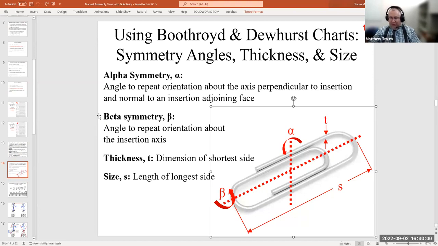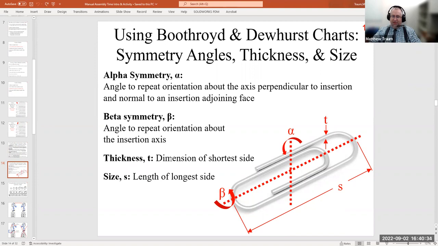Beta is much easier, I think, much more intuitive. Once you get the insertion direction figured out, beta is just a rotation around that axis. So it would be like if I were to just turn this paper clip over, if I were to flip it over, like flipping a pancake, right? That would be a rotation around the beta axis. So those two require a little bit of visualization. The other two measurements that you need, I think, are a bit more intuitive.